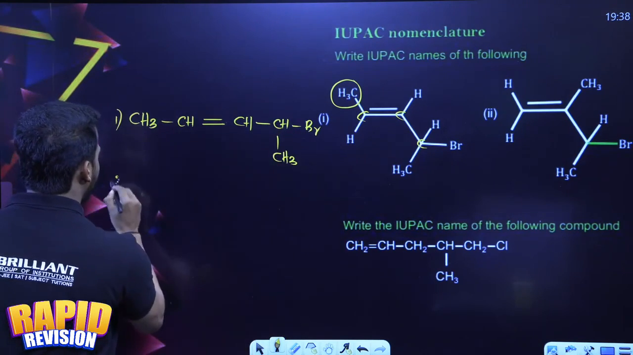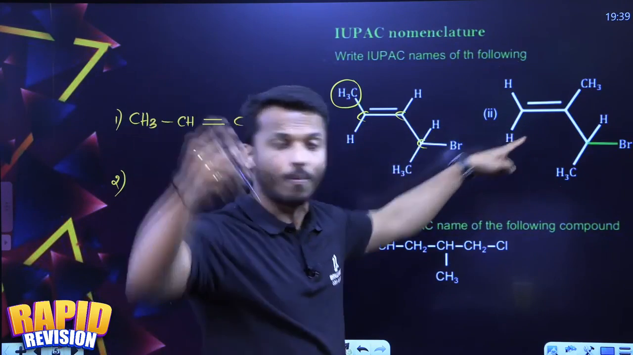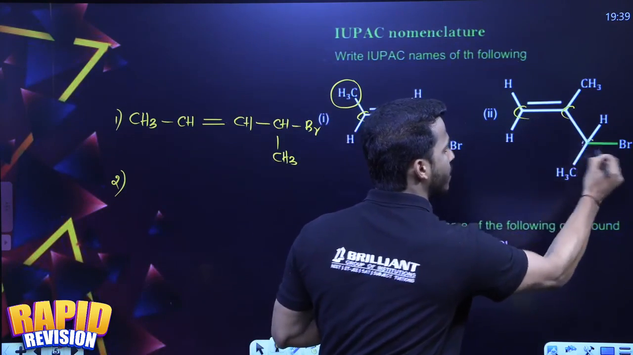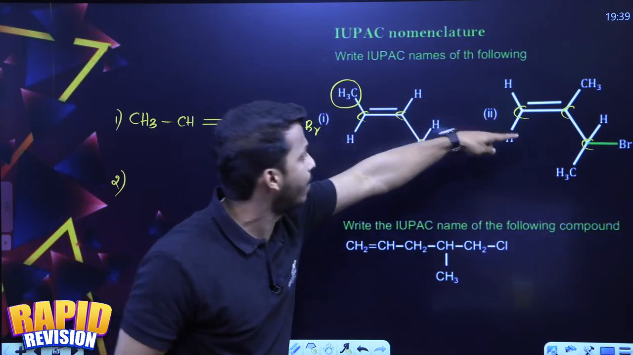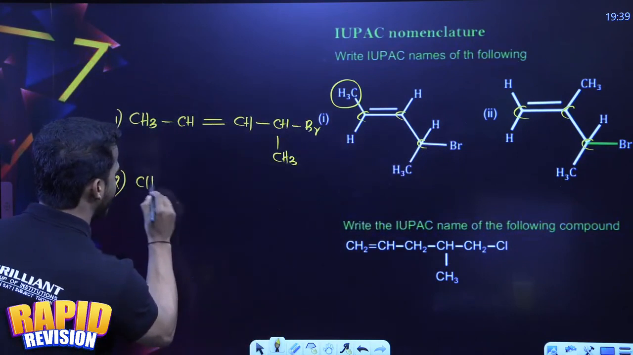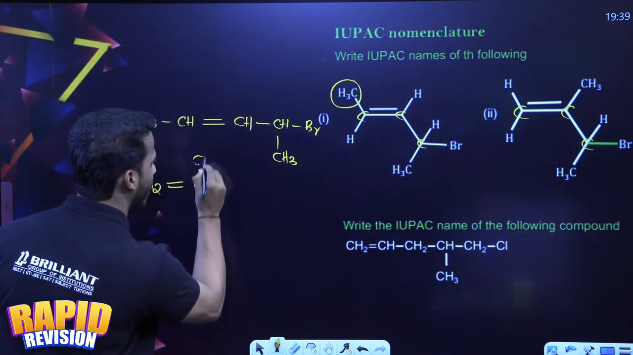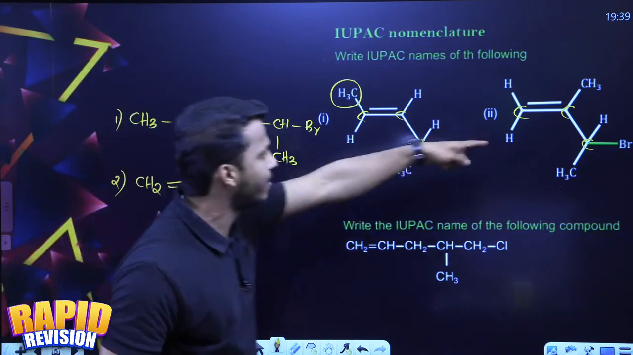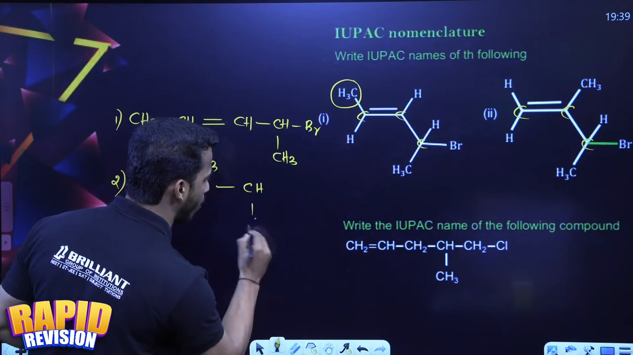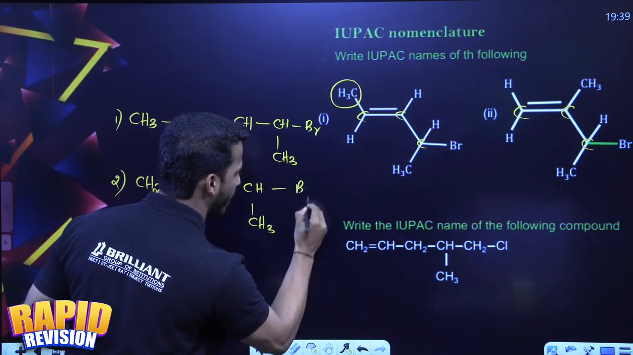Let me tell you the normal form of the second compound, dear all. These are the carbons here. Let me place them. What is the first carbon? CH2, double bond, C. On the second carbon, there is one more CH3, and then another CH, on which there is one CH3 and then one Br.